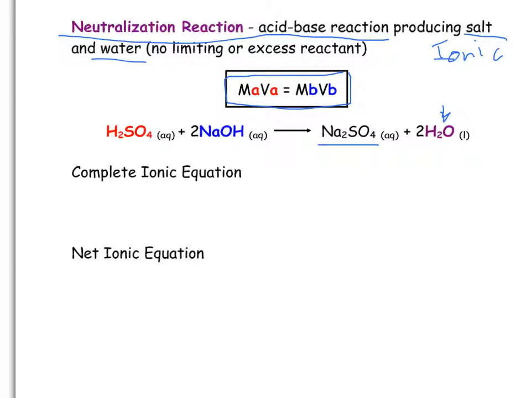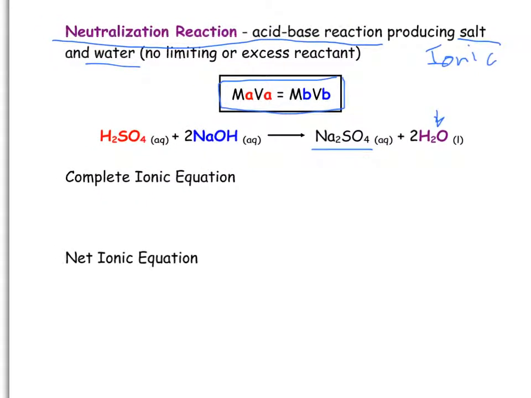Neutralizing means we reach that pH of 7, where the solution is no longer acidic and no longer basic. So if we focus on this reaction here, where we have sulfuric acid reacting with sodium hydroxide, that is going to produce our salt, which in this case is going to be sodium sulfate plus water.